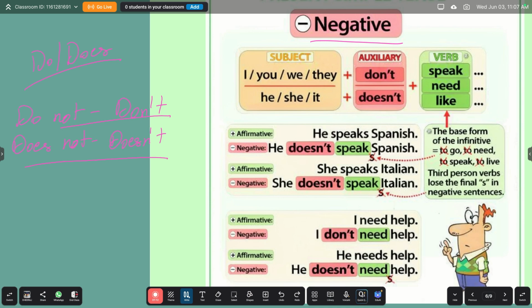Okay, so as you know that we use do with I, we, you, they, and does with he, she, it, or any other name. Okay, so there are some examples of both positive and negative. So how will you use positive and how will you change them in negative? As in positive way, we say he speaks Spanish. In negative, we say he doesn't speak Spanish. Okay. So look at this.